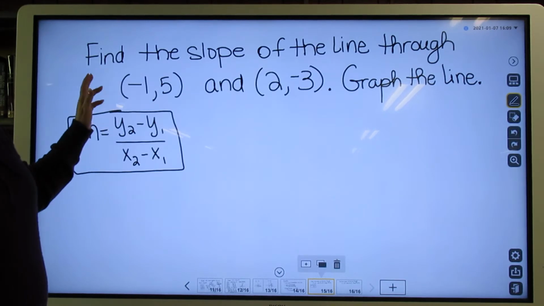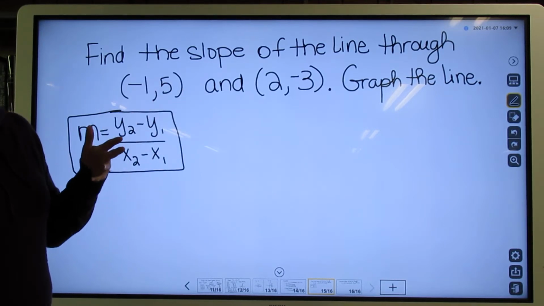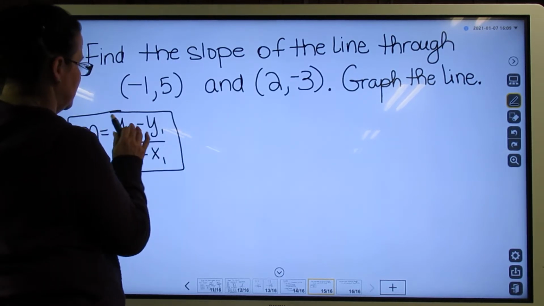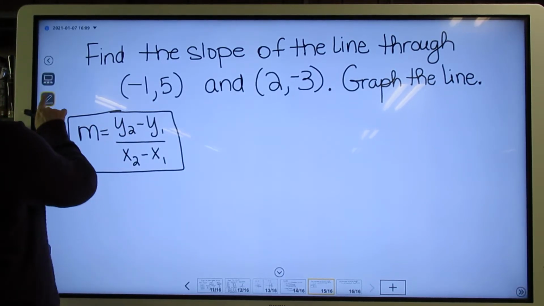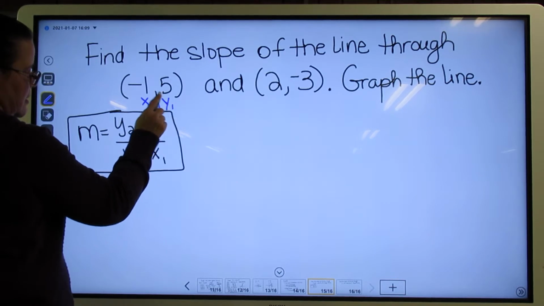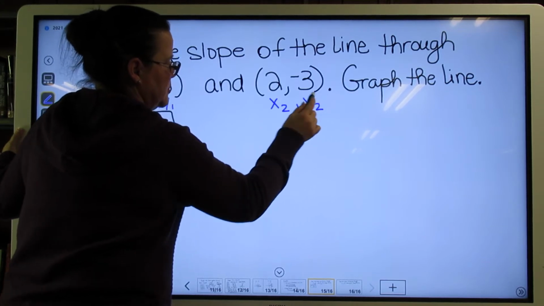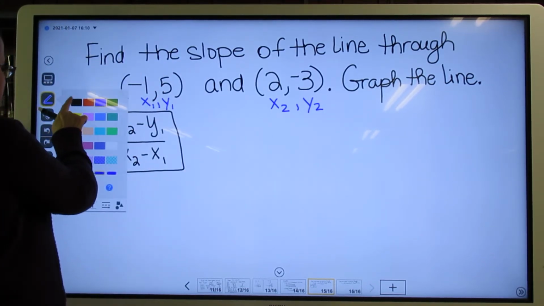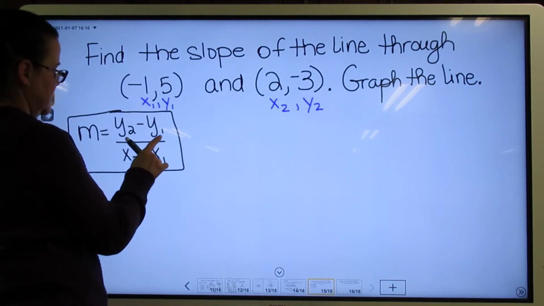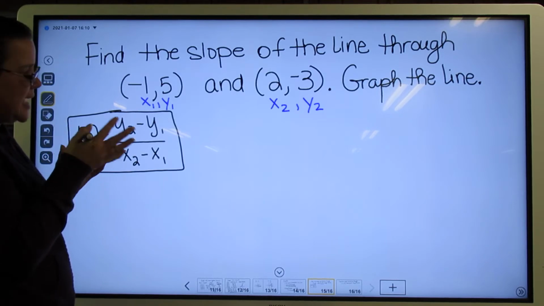So find the slope of a line through (-1, 5) and (2, -3), and then graph that line. What we would do is find the slope using this formula, and I always suggest that you label your points so you know exactly where to put them in the formula. So x1, y1, and then x2, y2. So y2 comes before y1. I don't know why. It's just what they want. You don't ask, you just do, right?